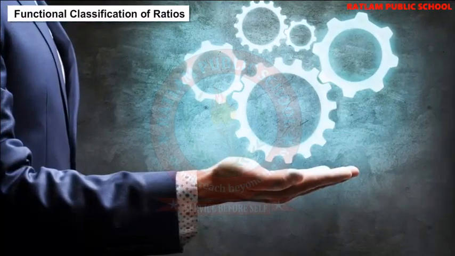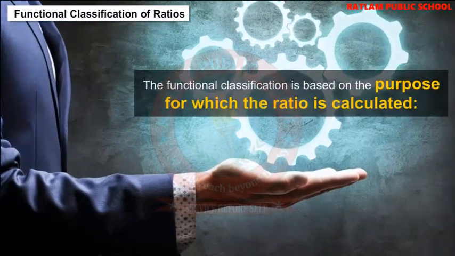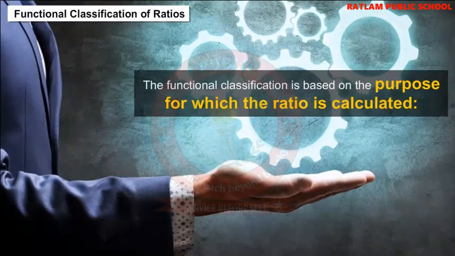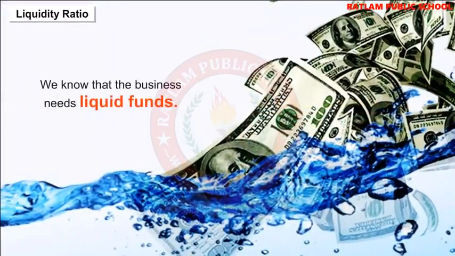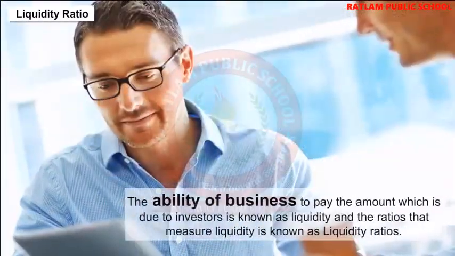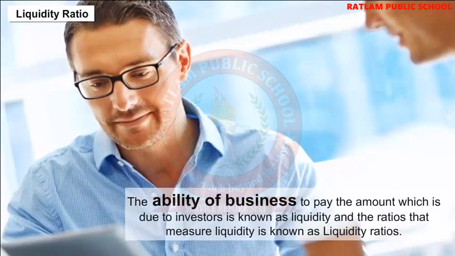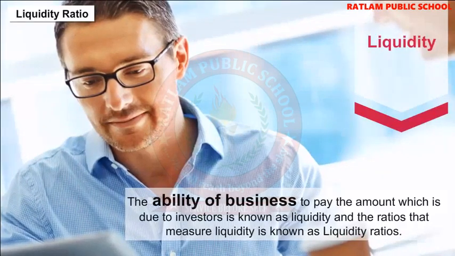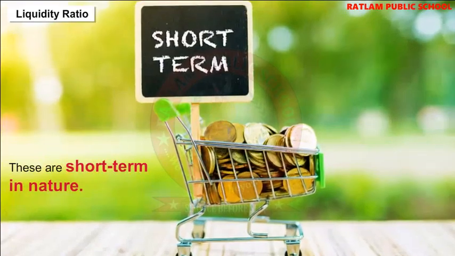Functional classification of ratios. The functional classification is based on the purpose for which the ratio is calculated. Liquidity ratio. We know that the business needs liquid funds. The ability of business to pay the amount which is due to investors is known as liquidity, and the ratios that measure liquidity are known as liquidity ratios. These are short-term in nature.